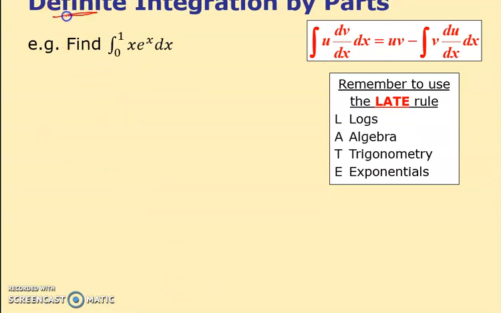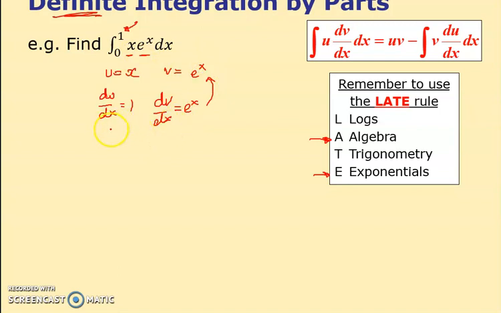Now this is a definite integral, because it's got limits. So just bear that in mind. I've got an algebraic thing again, I've got an exponential thing again. So again, using my LATE rule, the algebraic thing is higher than the exponential. u equals x, du by dx equals 1. v, dv by dx equals e to the x. And if I integrate e to the x, I get e to the x. This is quite a nice example actually. So I'm going to say this is I.